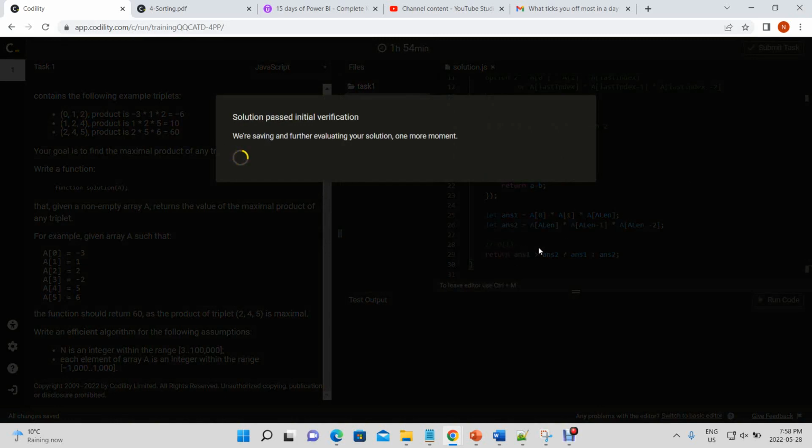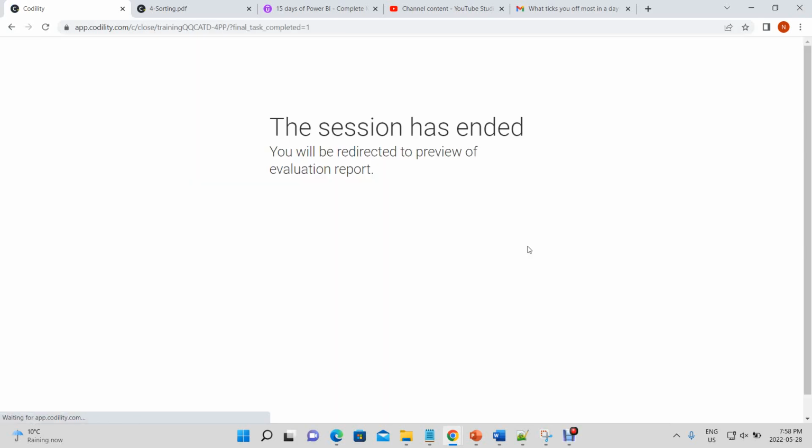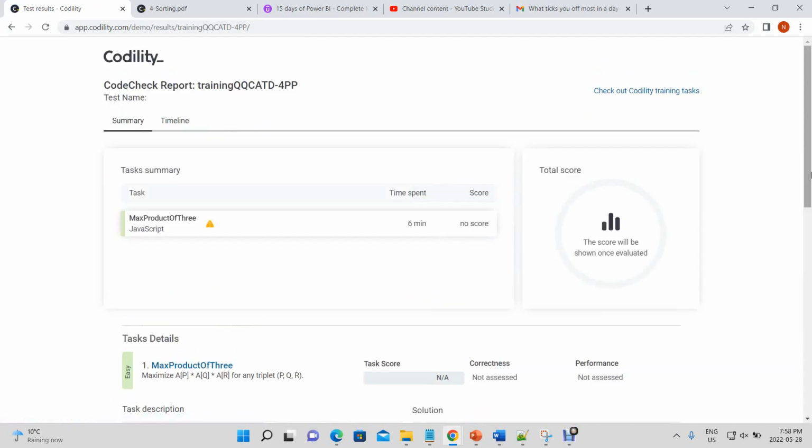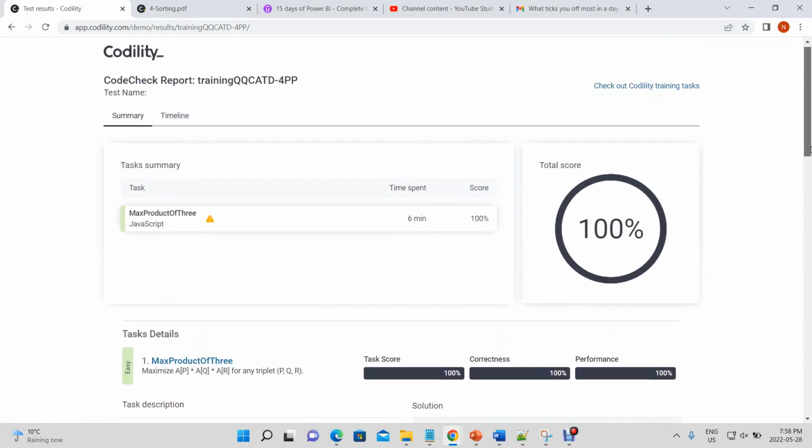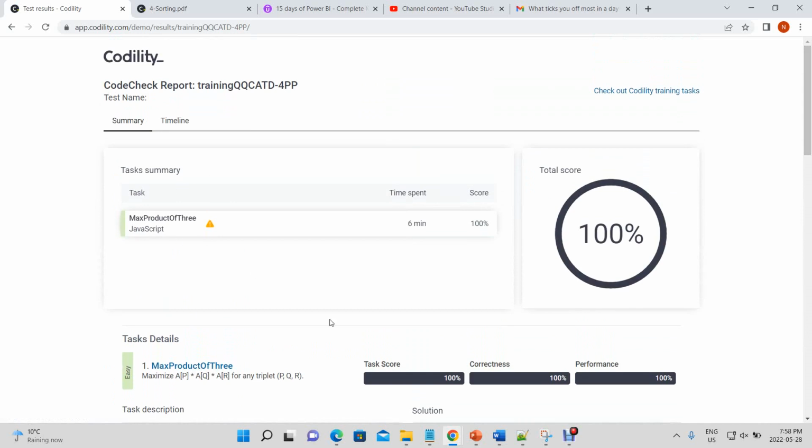Actually, that wouldn't be time complexity O(1). It would be O(n log n), I believe, because of the sorting function we used. All right, and there you have it. We got 100% in performance, correctness, and task score for the max product of 3 question. And that's it. It was pretty straightforward. And just using a small math trick, we were able to speed it up.